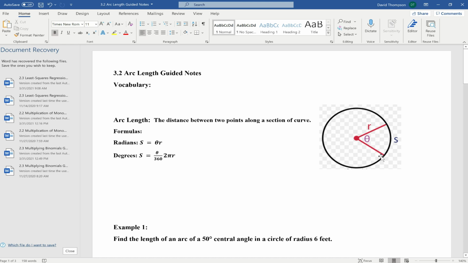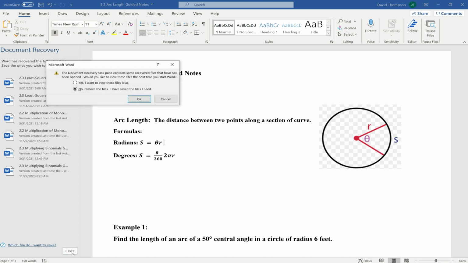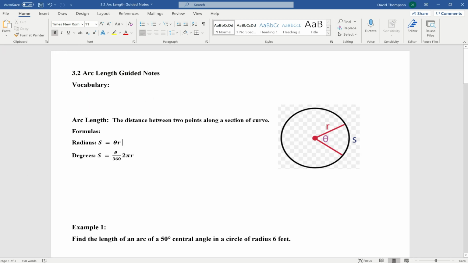In this video, we're going to talk about arc length. First, the vocabulary. The arc length is the distance between 2 points along a section of curve.